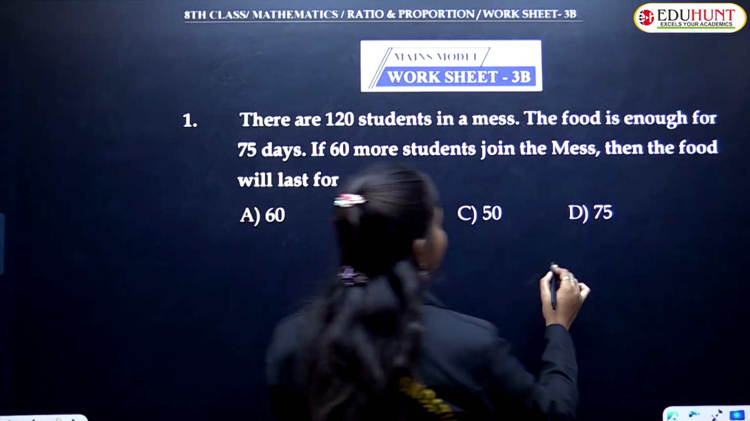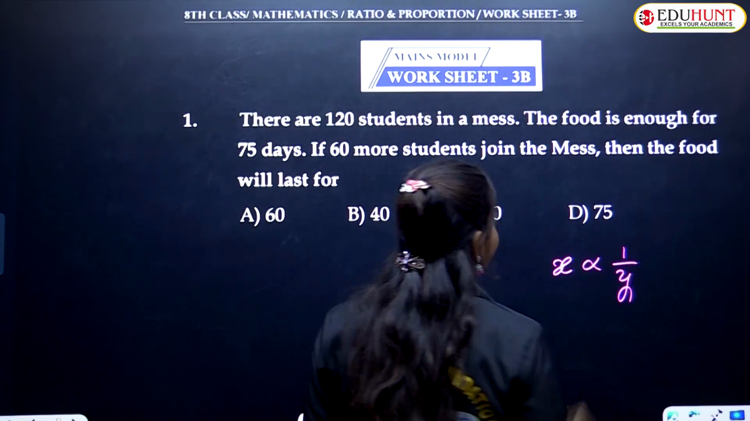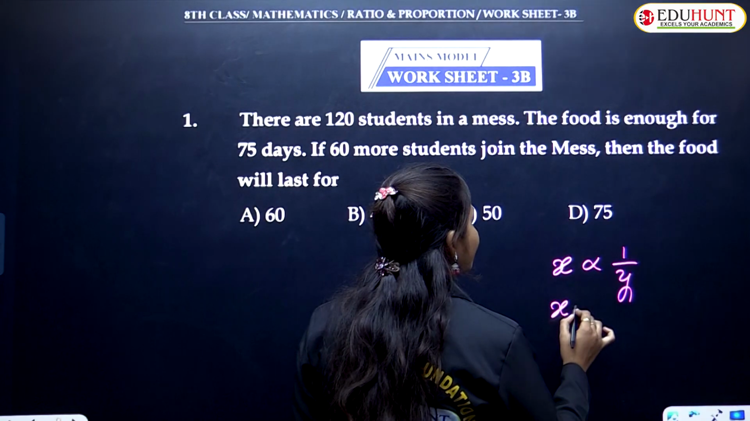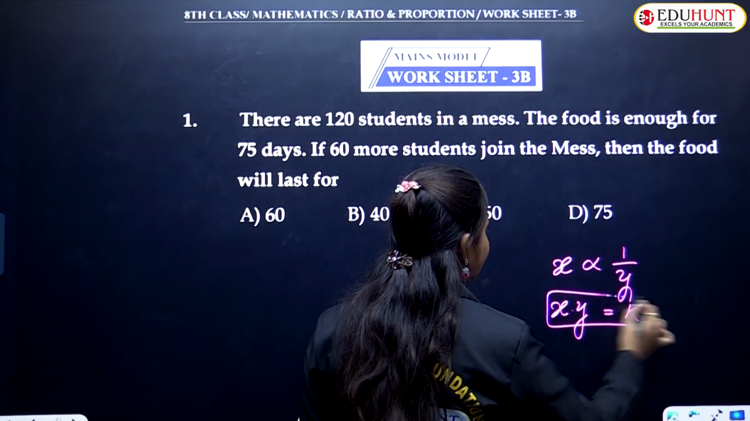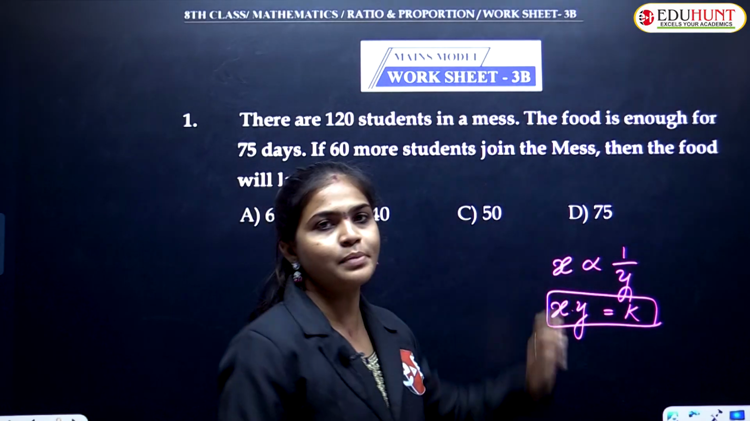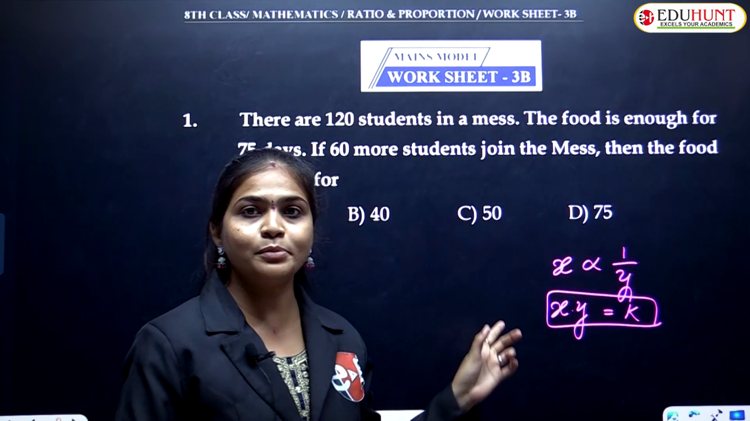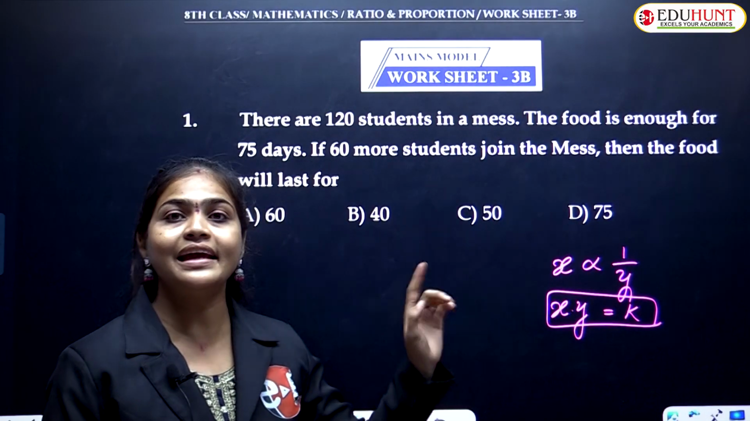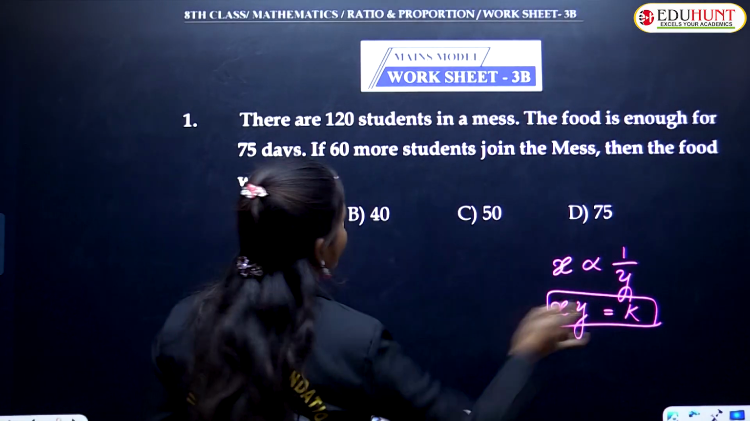Before going to that, for example, x is inversely proportional to y. Then the product of x and y is constant. This is the relation. Am I clear to you? If x is inversely proportional to y, then its product is constant. For direct proportion, what we discussed is that if x is directly proportional to y, then its ratio is constant. So here the product is constant.